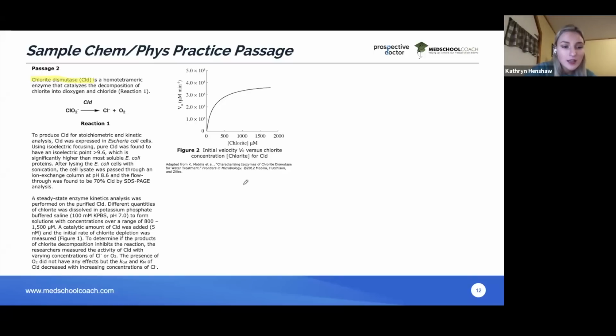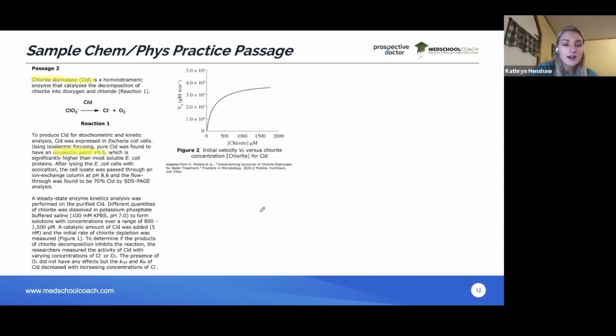Looking at this, I notice isoelectric point greater than 9.6. This is something I would definitely highlight because I know that a lot of questions would ask about a specific pH, and I might have to refer back to this isoelectric point of the enzyme to answer that question. So far we're really focusing on things that I want to bookmark for later when I'm going to the questions.